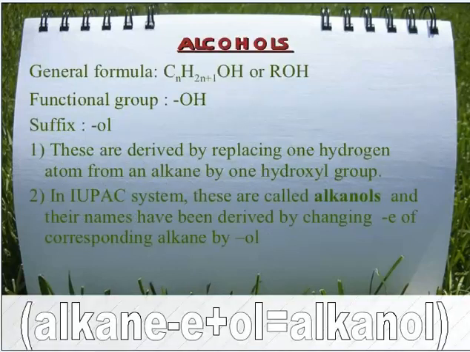Alcohols. General formula CnH2n+1OH or ROH, where R is an alkyl group. The functional group of alcohols is OH, and the suffix is OL. These are derived by replacing one hydrogen atom of an alkane by one hydroxyl group. In the IUPAC system, these are called alkanols, and their names are derived by changing the E of the corresponding alkane to OL. We convert alkane to alkanol.